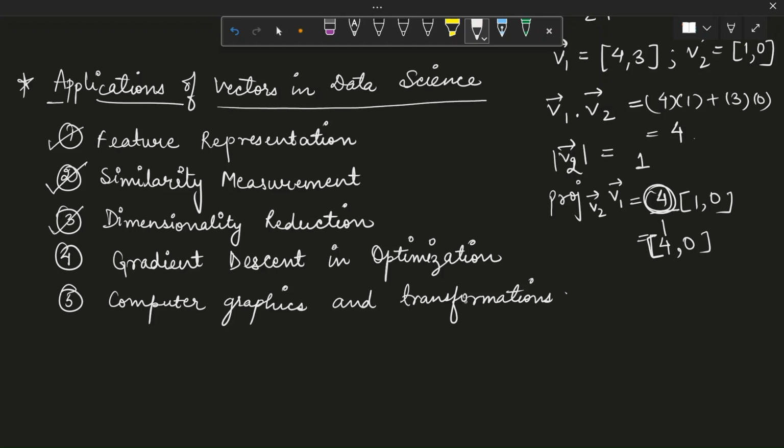Then we have gradient descent in optimization, and gradients are vectors pointing in the direction of the steepest ascent. The negative is used in optimization to find the minima. And lastly, in computer graphics and transformations, you can scale or rotate the graphic based on the vectors.